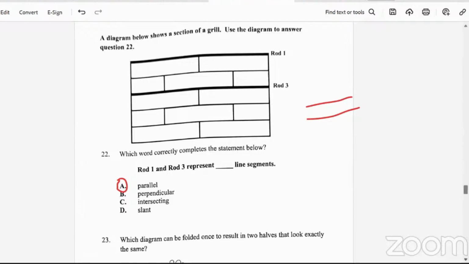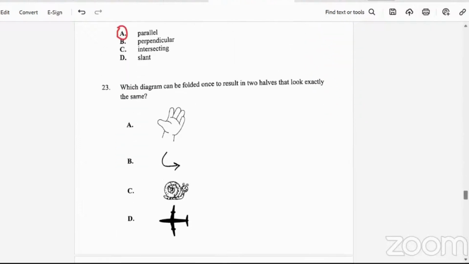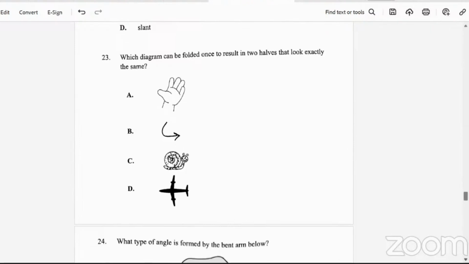All right, question 23. Which diagram can be folded once to result in 2 halves that look exactly the same? Can we fold the hand in any way and have each half remain the same? No, because if we split the hand this way, this half doesn't look like this half. And if we split it the other way, one half wouldn't look like the other half anyway. Same thing for this. One side won't look like the other. If I split it this way, one side won't look like the other.